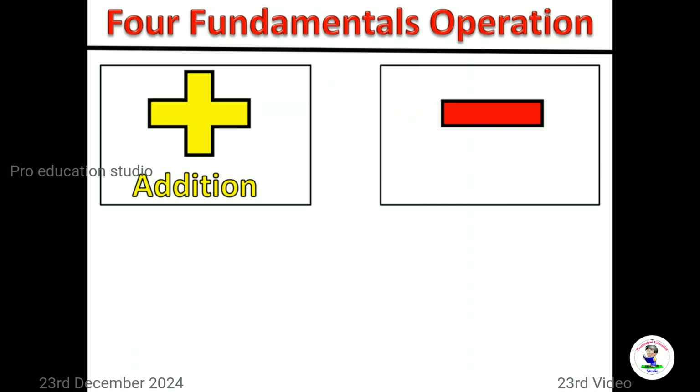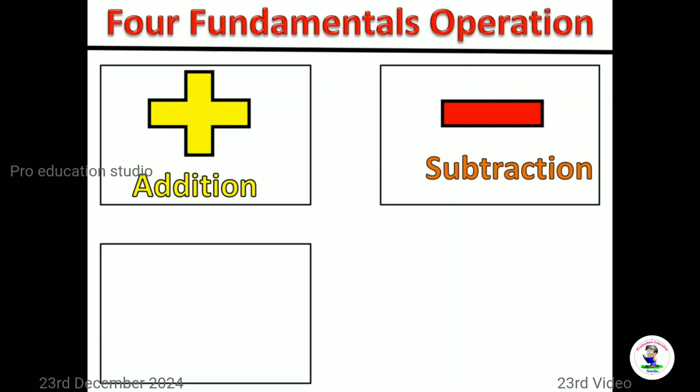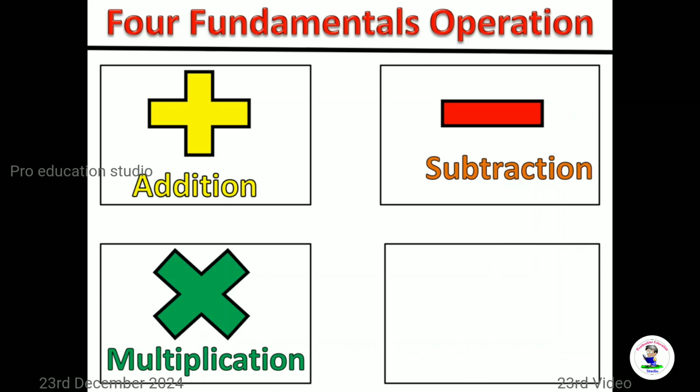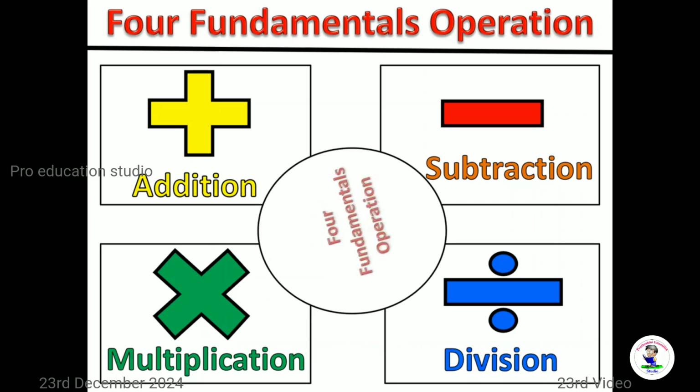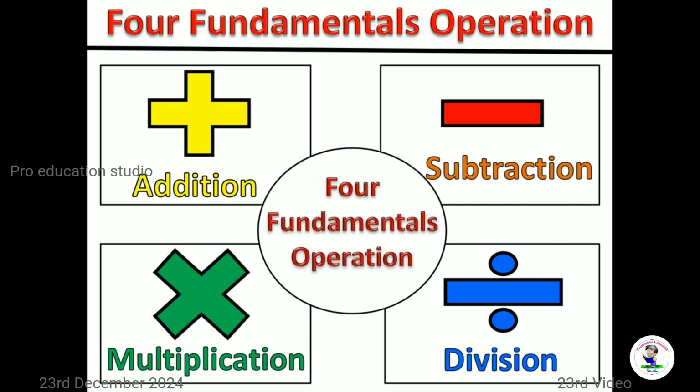And we go on to the next, that is minus. The minus we call subtraction. And multiplication. What do we call it? Multiplication. And the last one, it's looking like divided by. That we call division. Now these four we call the four fundamental operations.